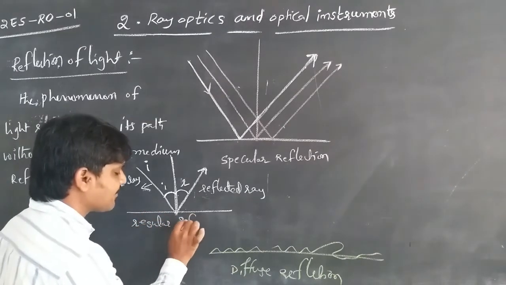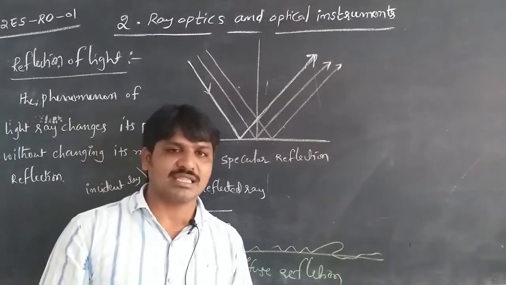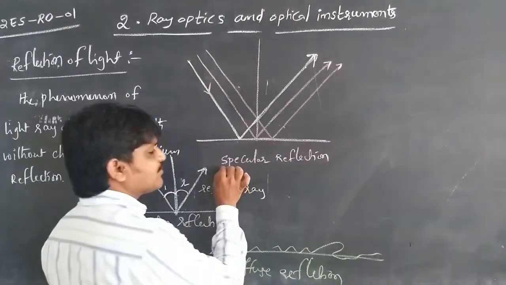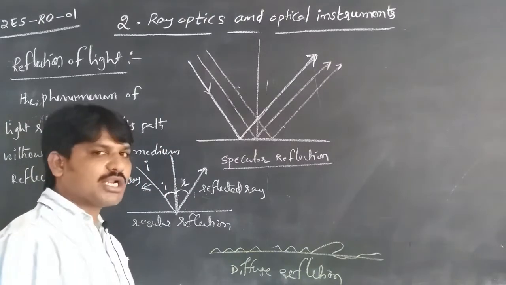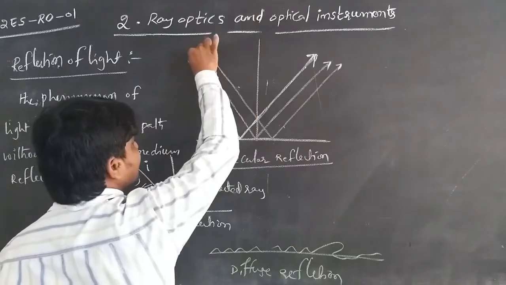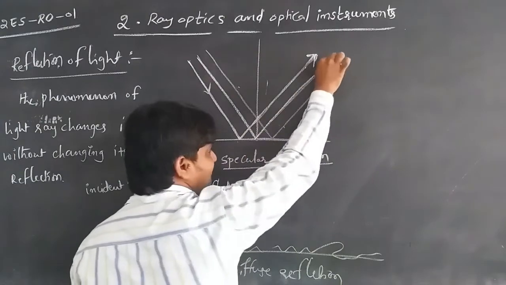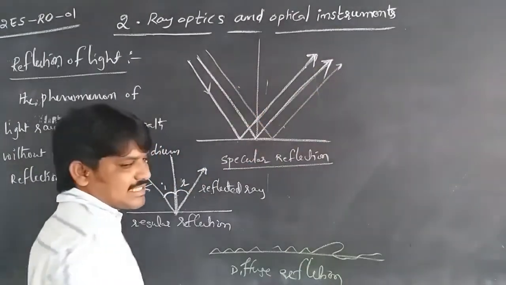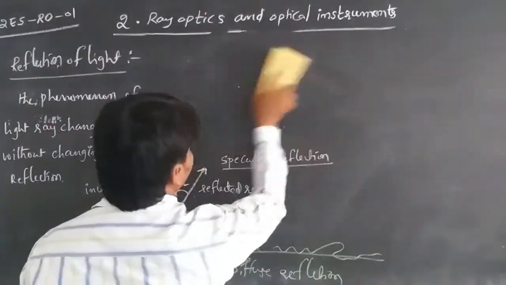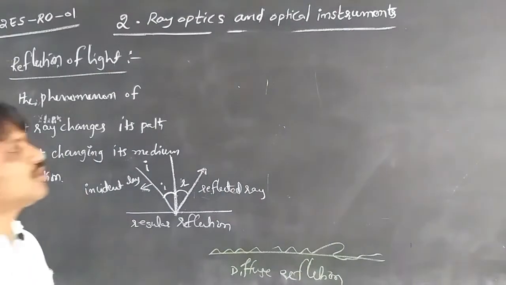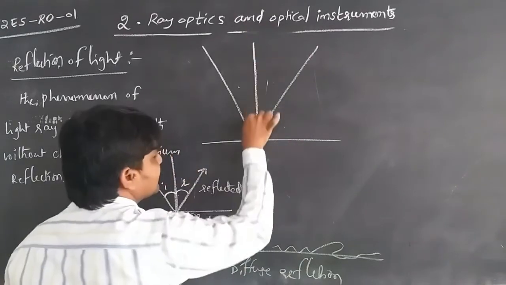So that's why we can say that this reflection is called regular reflection. In optics, the term for this reflection is specular reflection or regular reflection. When the light ray is incident on the smooth surface and moves into the same medium, which means reflection, the angle of incidence equals the angle of reflection.